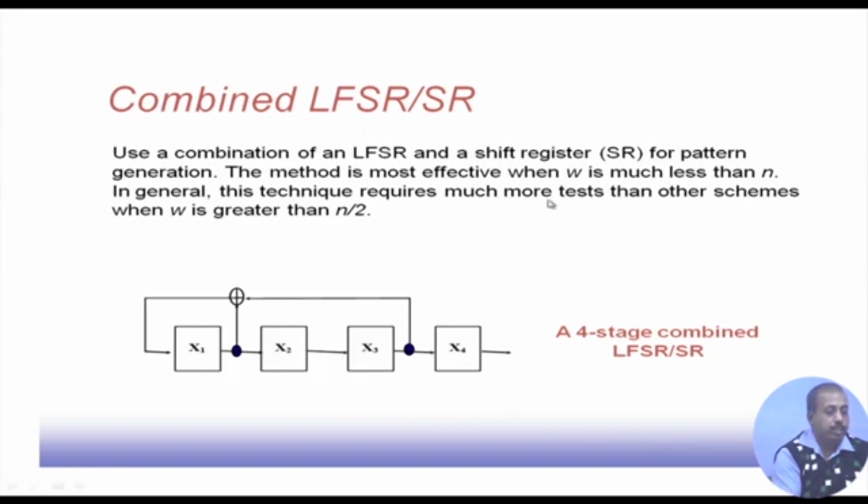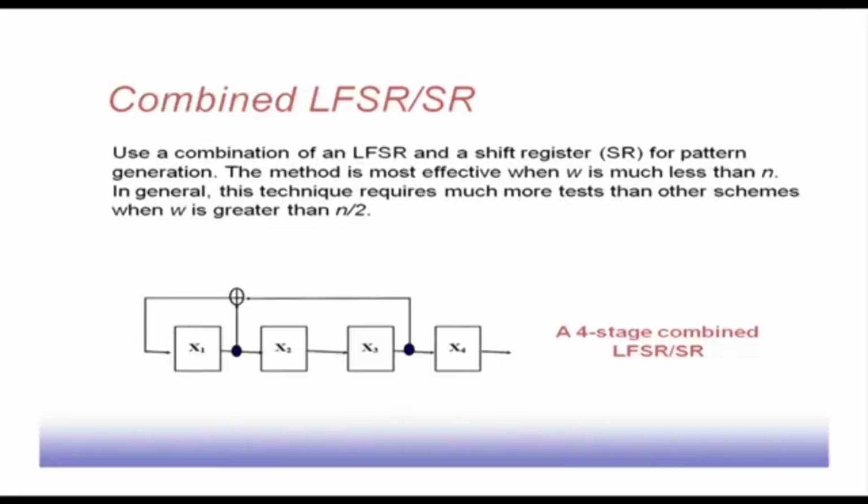The technique naturally requires many more tests than other schemes when W is greater than N by 2. If it is more than N by 2, then of course more shifting stages are to be added, and it will require more tests. But if the value of W is small, in most cases, by adding 1 or 2 extra shift stages, we can generate the exhaustive patterns for the cells. We can do some analysis of their dependency and find that they are going to be independent. Accordingly, we can feed them with the patterns.